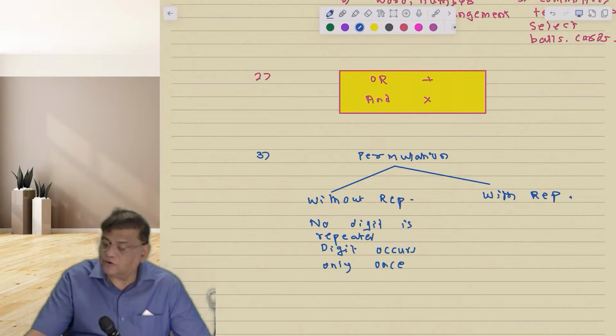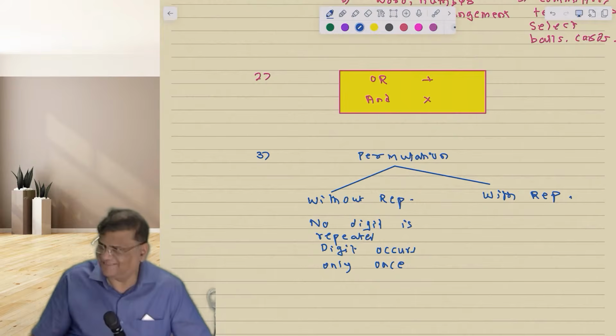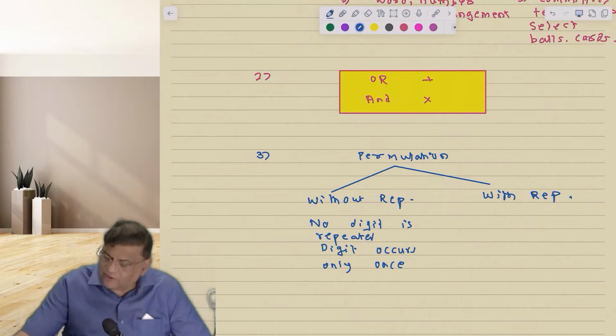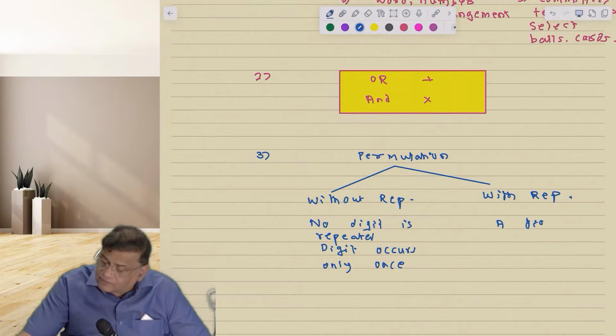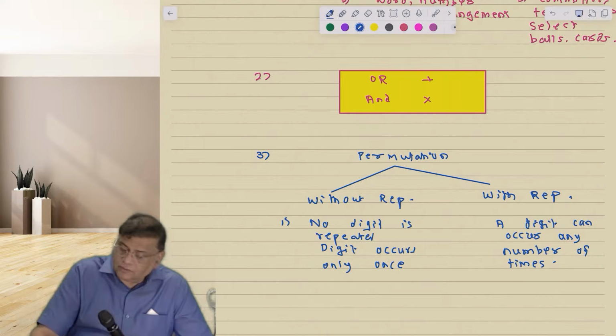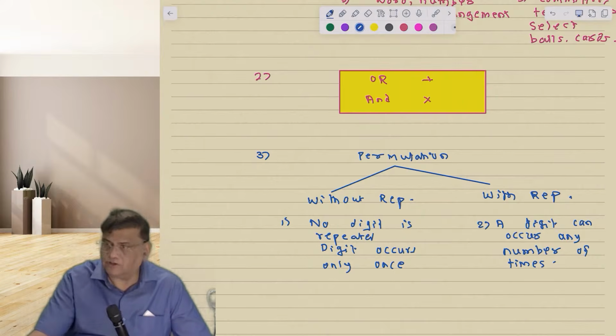Whereas with repetition, a digit can occur any number of times. That is the basic difference between without and with repetition.